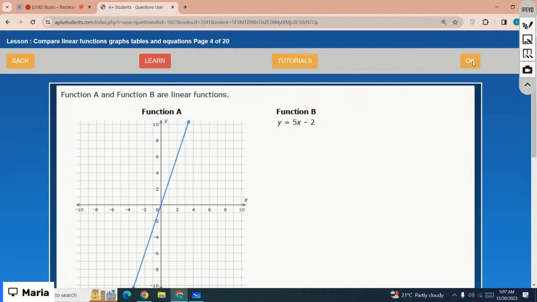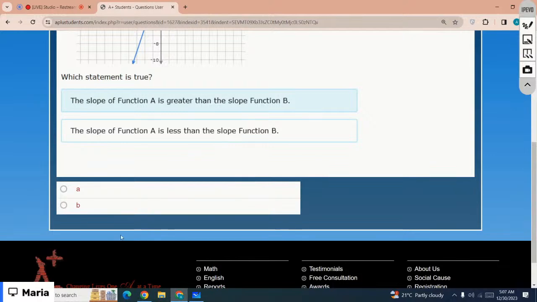Function A and function B are linear functions. So just evaluate their slopes and see. The slope of function A is less than slope of function B. Option number B, yes, very good. B is the correct option.